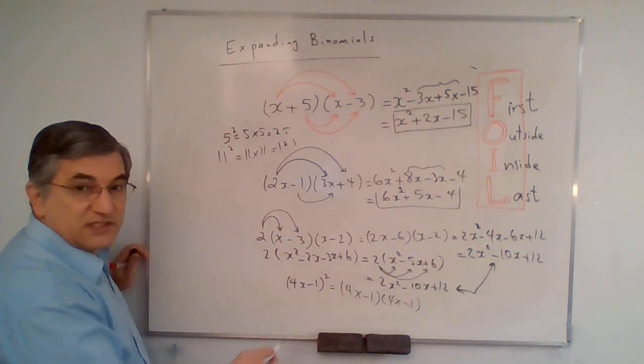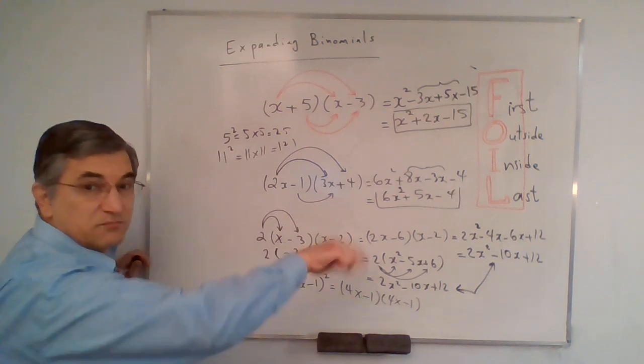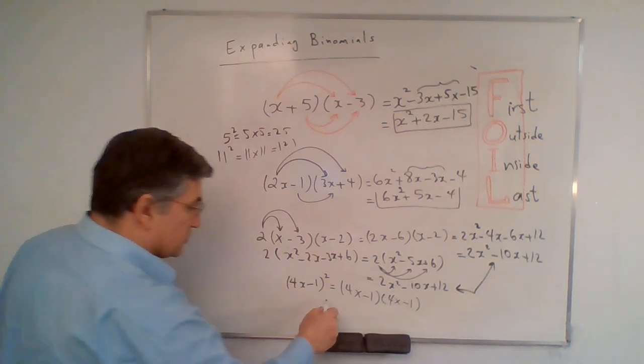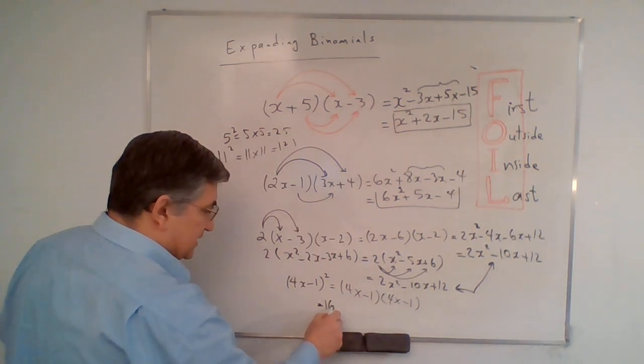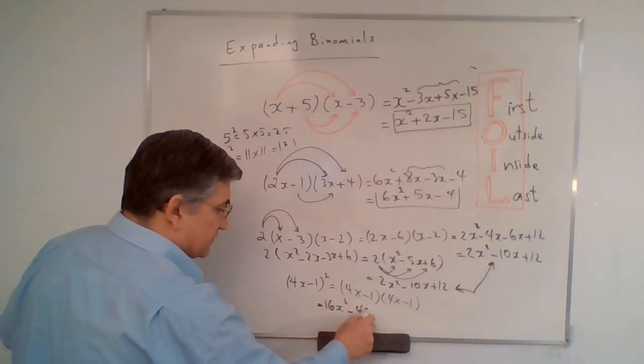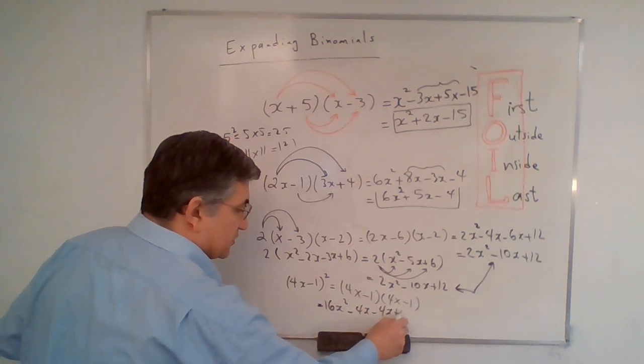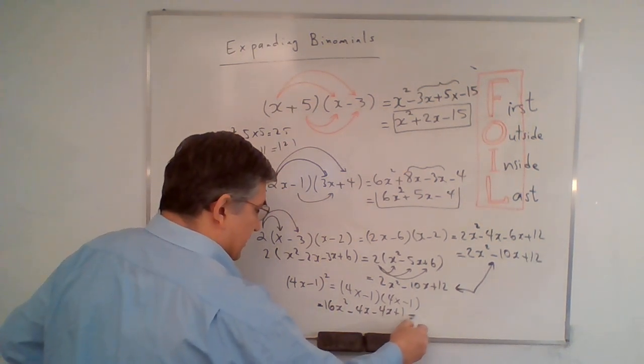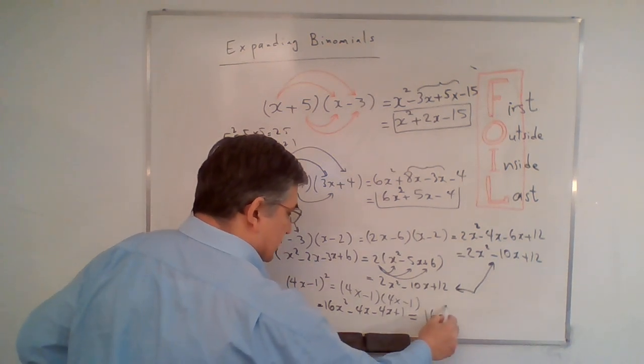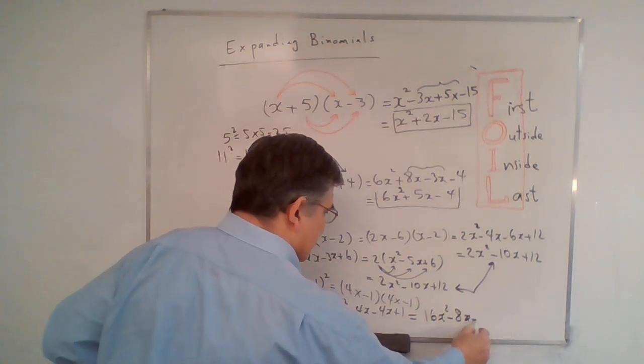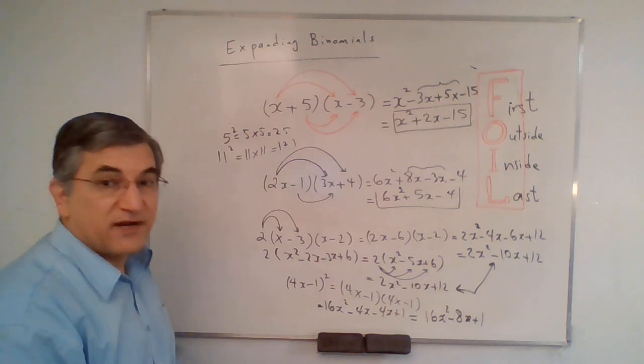So now you see that in expanded form, when you write it, you can perform the FOIL in the next step. So I'm going to go 4 times 4 is like 16x squared minus 4x minus 4x plus 1. And finally, the answer would be 16x squared minus 8x plus 1, which is just another binomial.